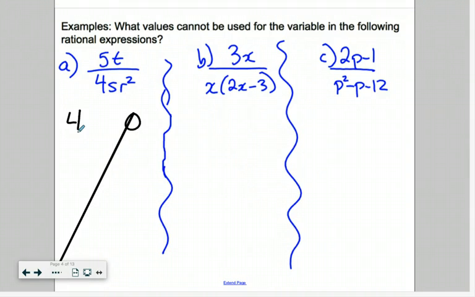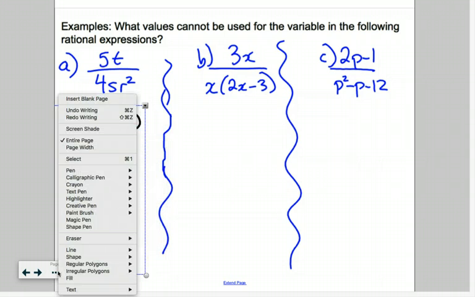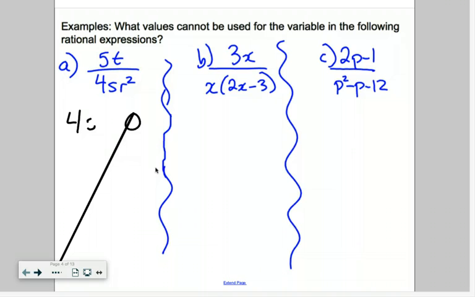And we've got 2 options here. Okay, we're just going to have some technical difficulties here. Just give it a second. We have 4sr squared being 0. What's going to cause those problems?